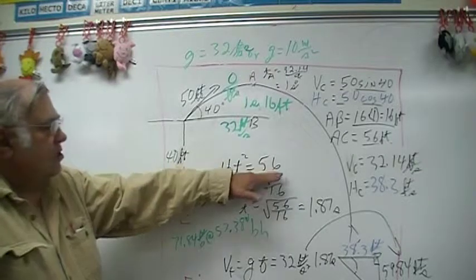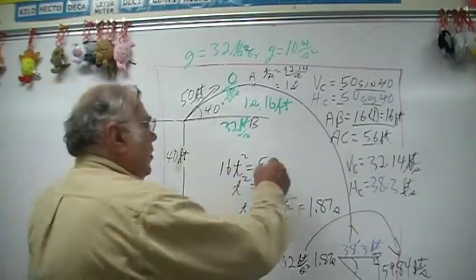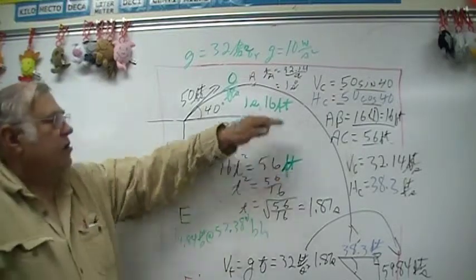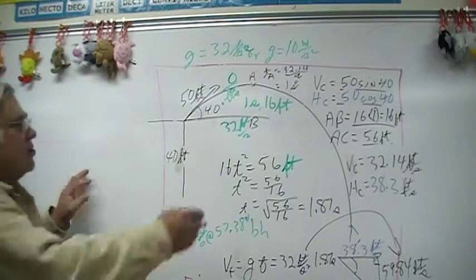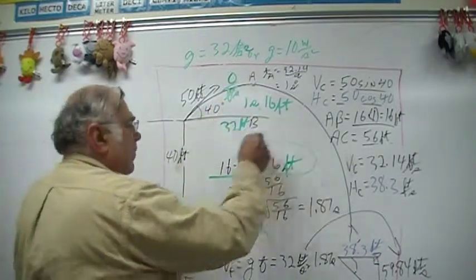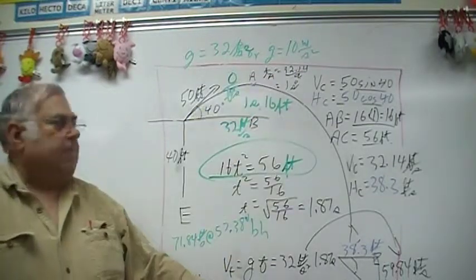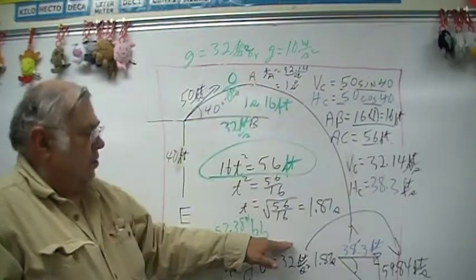the distance is 16 feet. I mean, the distance is 56 feet, and the formula for this is 16t squared equals the distance. So, I was saying that wrong. The distance here is 56 feet. Use this formula here to get that time. And once you get the time, you can multiply it by 32 to get the speed. So the time is 1.87 seconds to get from here to here.